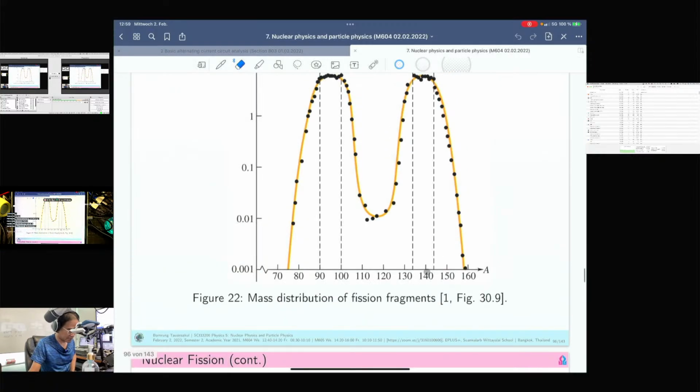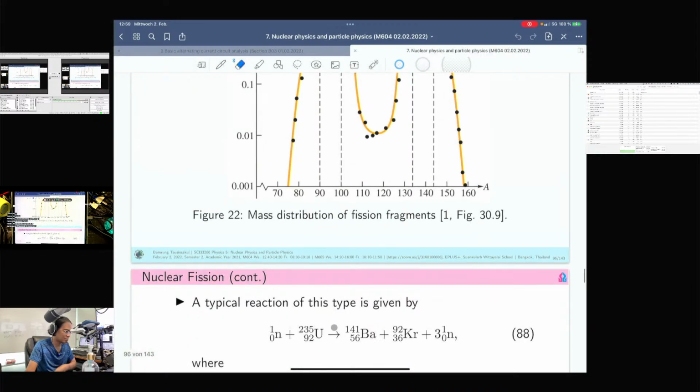You can see that 141 lies in the range of 134 to 144, right? So 141 is in this range. That's why this is the most possible. This is one of the most possible pairs of fragment X and fragment Y. Barium, and another one is Kr.